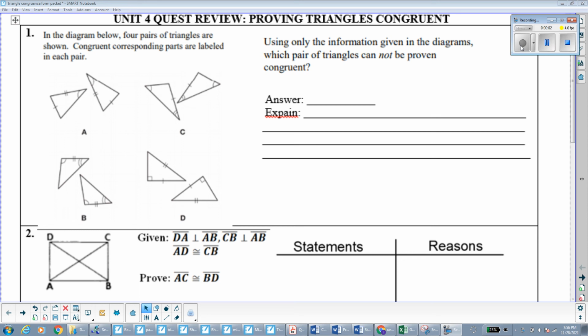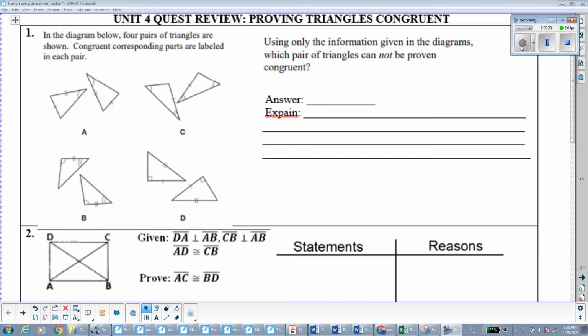Everybody. Today in this video, we're going to go over the review sheet for quest number 4, which is a cross between a quiz and a test. It is going to be a full period, but it's going to be shorter than a test and count as half of a test. Question number 1 says, in the diagram below, 4 pairs of triangles are shown.